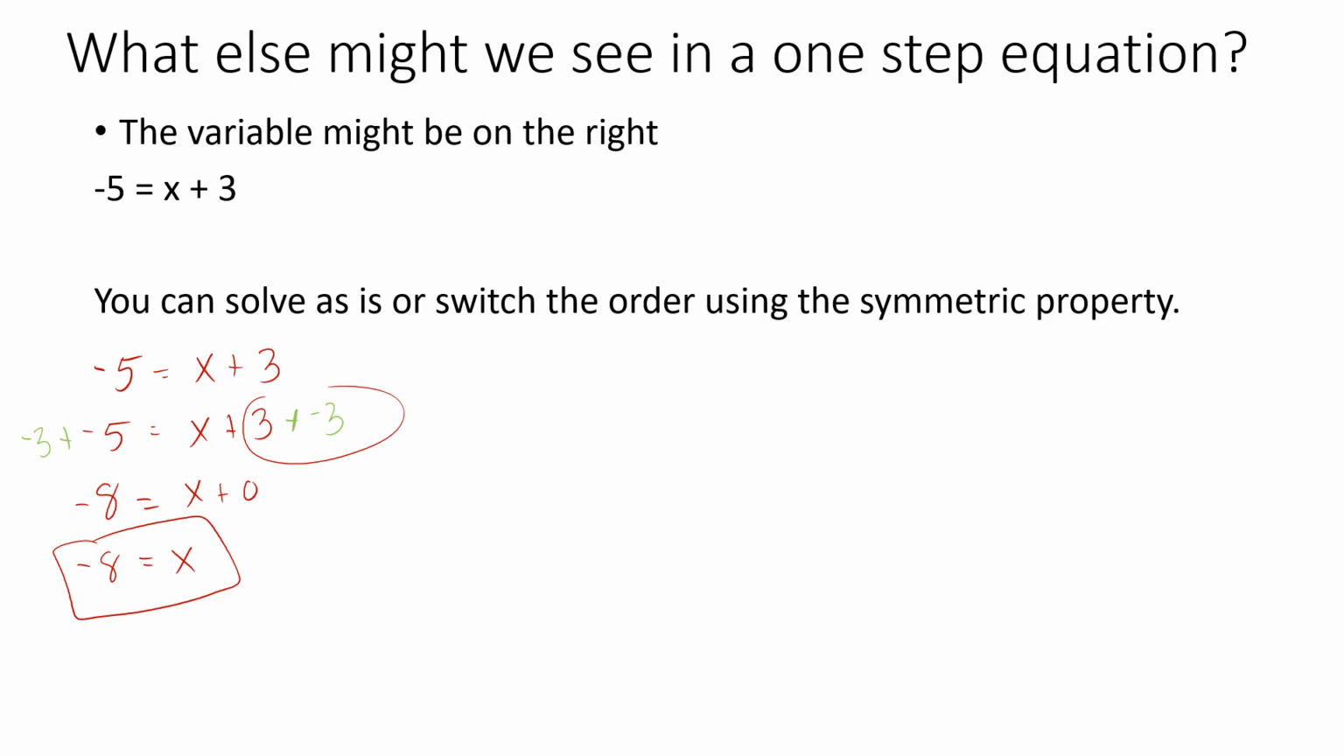If that really bothers you, you can switch the order using what's called the symmetric property, which just says if a is equal to b, then b is equal to a, and you can just switch the order. So you could, if that really bothers you, instead of -5 equals x plus 3, say x plus 3 is equal to -5, and then work it that way. Some people get very, very uncomfortable with the variable sitting on the right side of the equation. Some people don't care. It is 100% up to you which way you would want to write that.